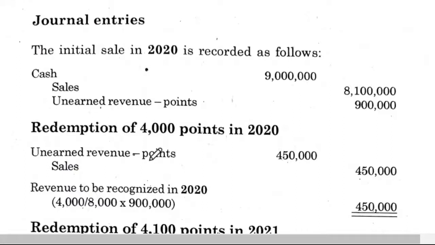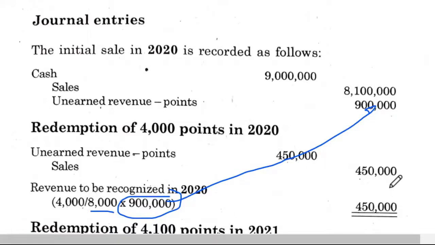Then, when the customers redeem the 4,000 points, debit unearned revenue points and credit sales. So that's 4,000. How do we compute the 450,000? So that's 4,000 out of the 8,000 points. Remember that the first estimation is 80% of the 10,000 points. So 4 over 8,000 times 900,000. Asa man gikan ning 900,000? So gikan ni siya tong allocated amount of the points. So half. So debit unearned revenue points and credit sales 450,000.